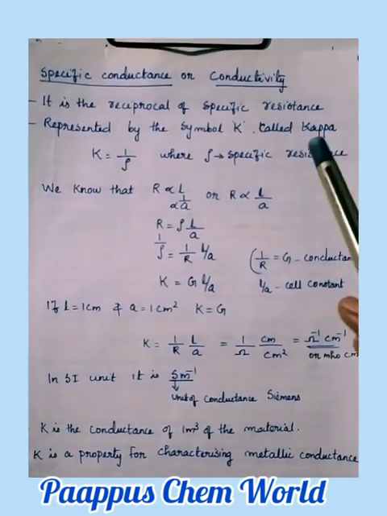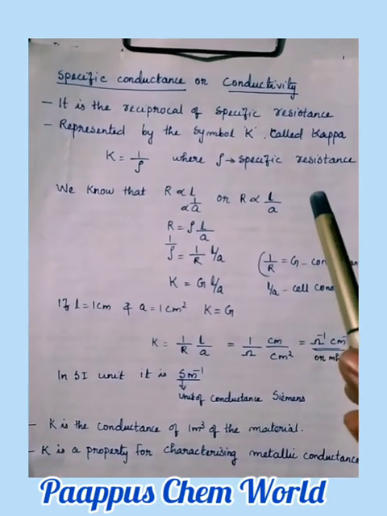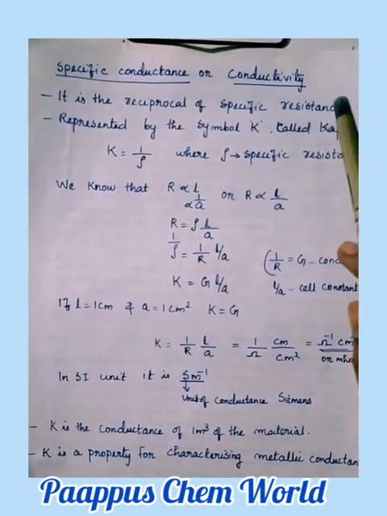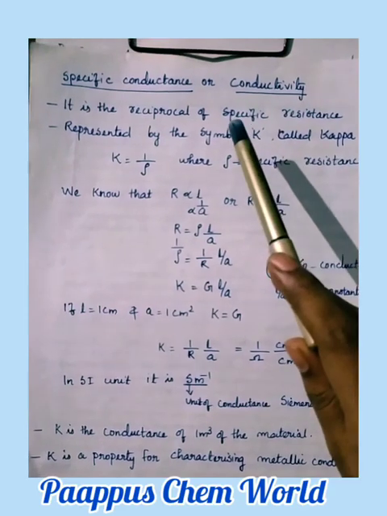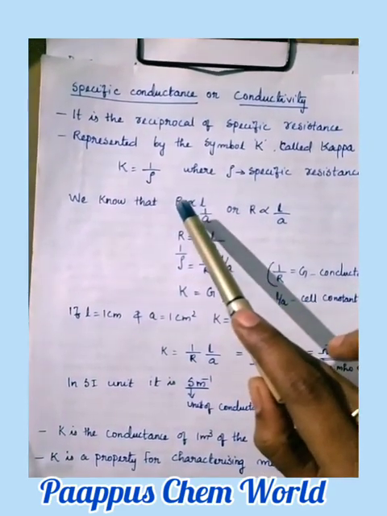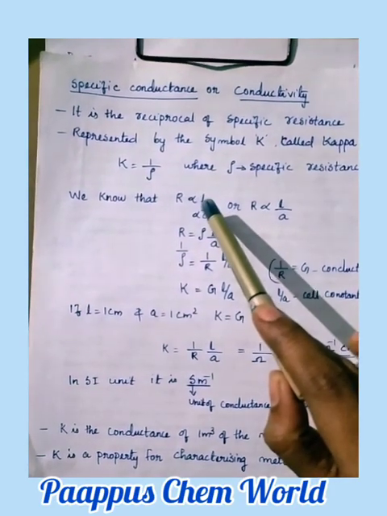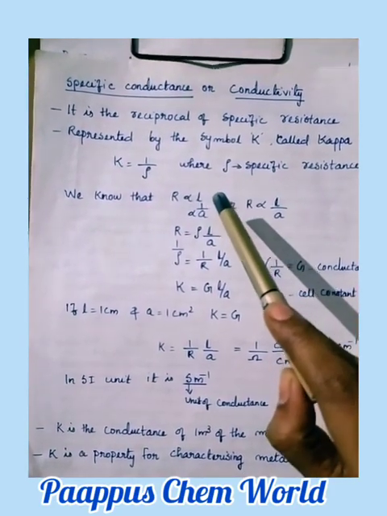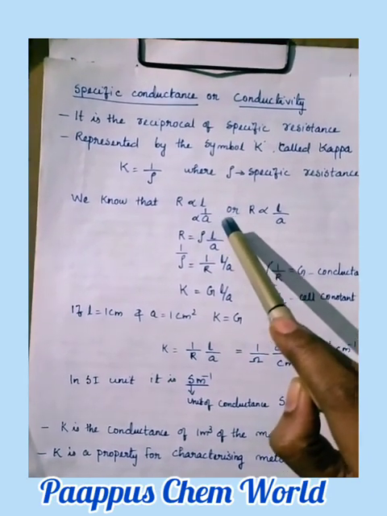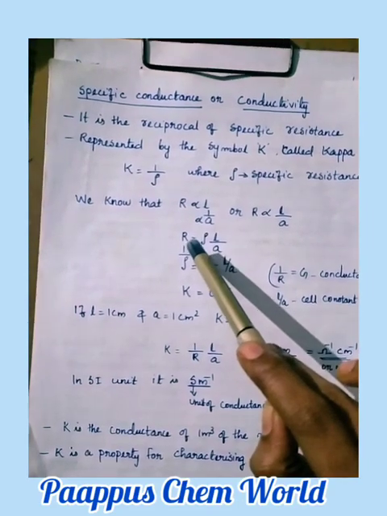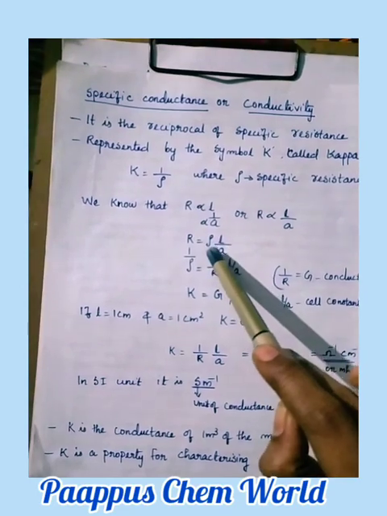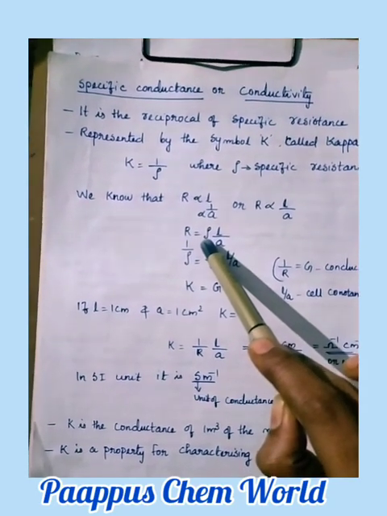Next topic, specific conductance or conductivity. Specific conductance is the reciprocal of specific resistance. Then what is specific resistance? We know that the resistance of a conductor is directly proportional to the length of the conductor and inversely proportional to the area of cross section of the conductor. So R becomes equal to rho L by A. Here the constant rho is known as specific resistance.